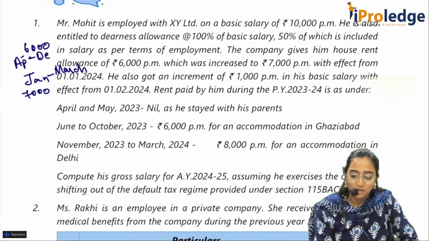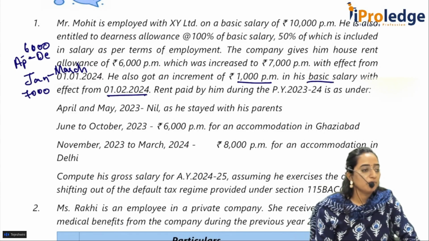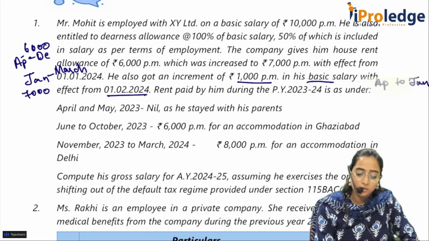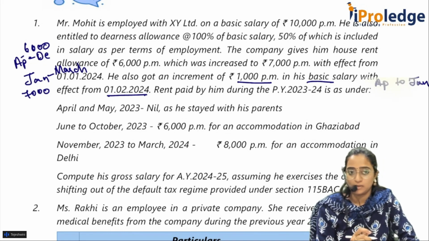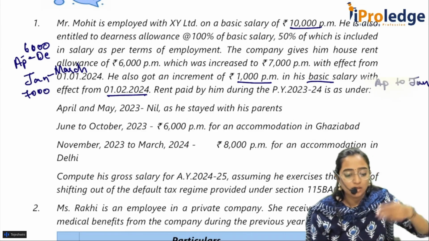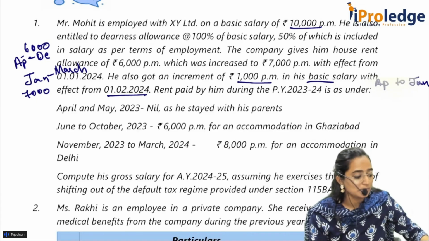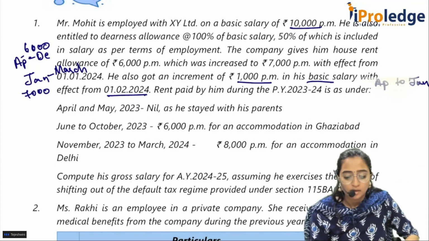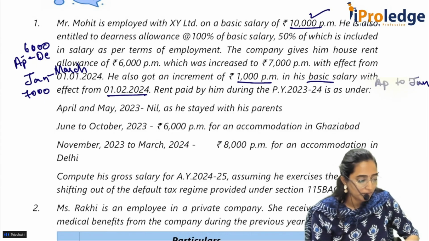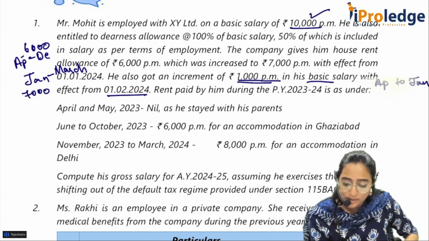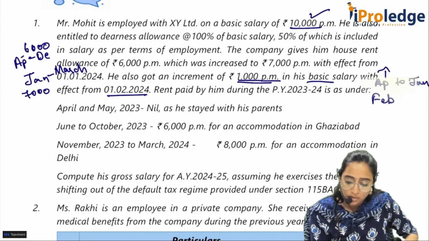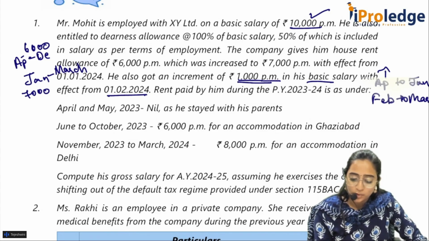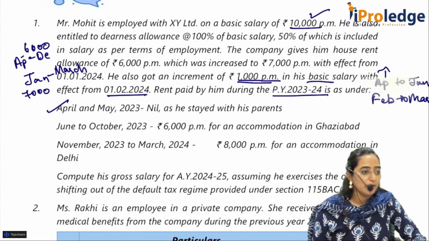He also got an increment of 1,000 rupees per month in his basic salary with effect from 1st February 2024. So the increment in his basic salary is 1,000 per month. How much is the basic salary given in the question? 10,000. This is what he was drawing as on March. General assumption, he was getting this when he was drawing in the month of March. Everyone? See, he is employed with a basic salary of 10,000 per month. Now, he has got an increment of 1,000 higher from Feb to March. Everyone? Clear?